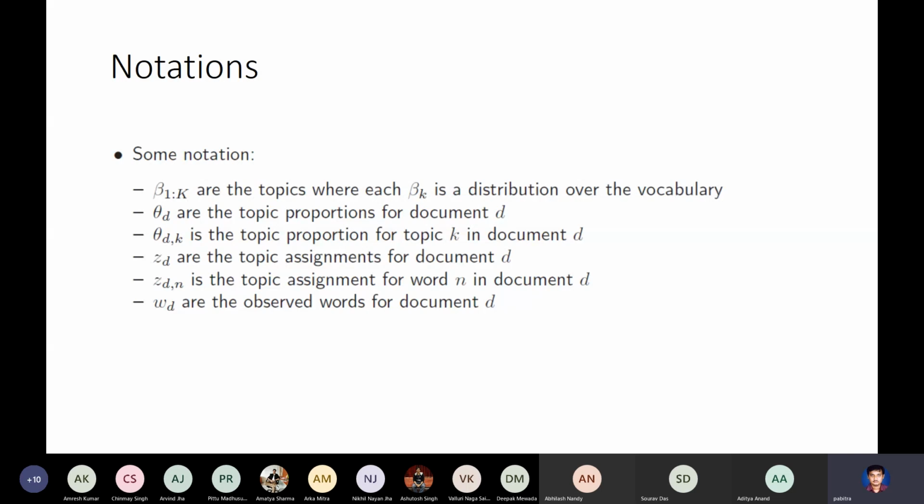Let us first talk about some notations. So this beta 1 to k is this matrix. You have topic 1, topic 2, topic k. You have word 1, word 2, word 3, word 4.